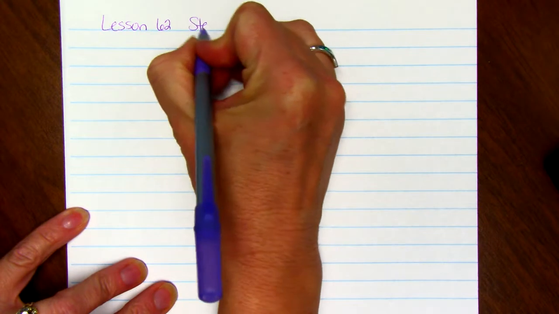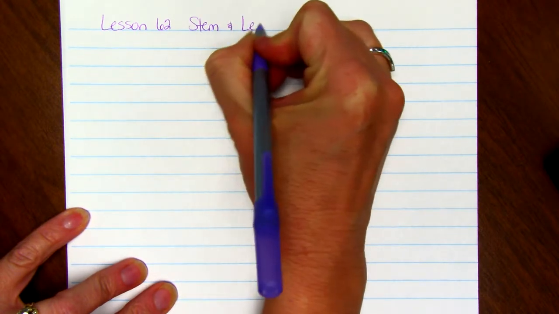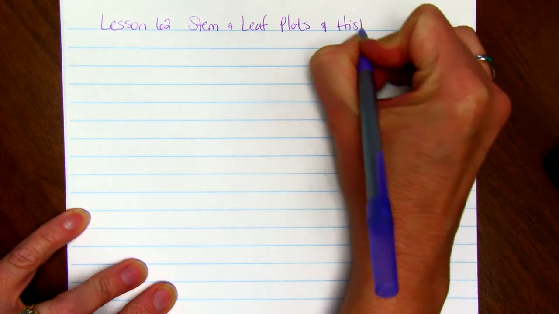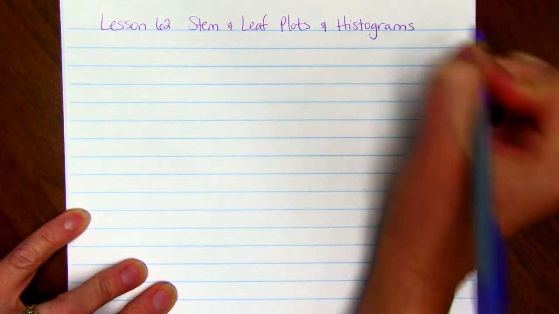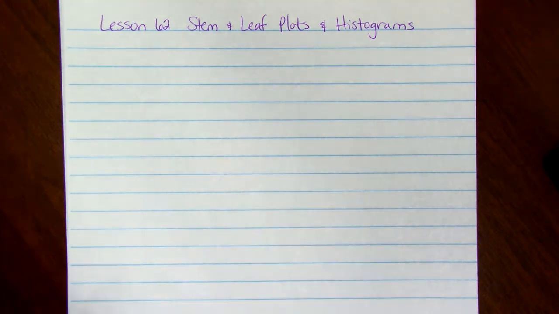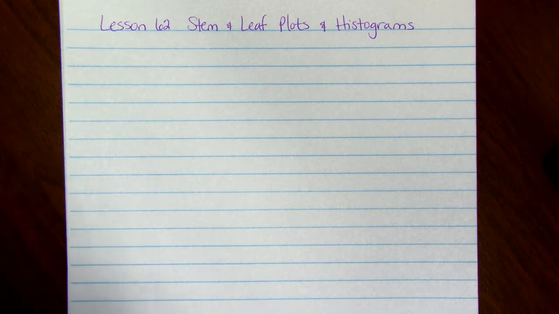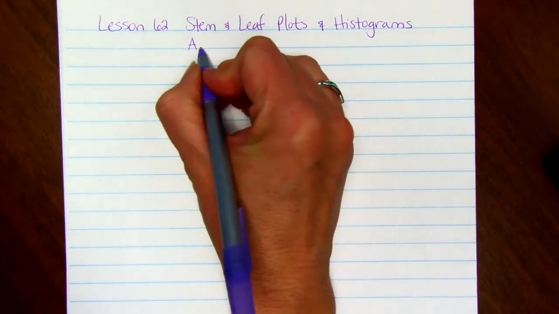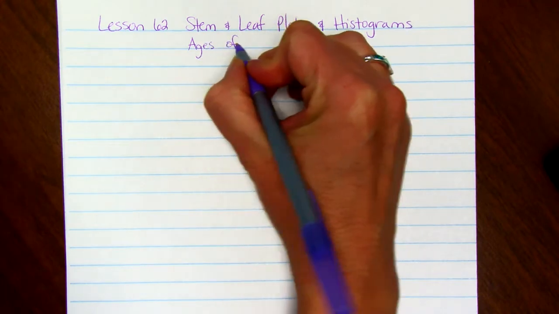Lesson 62, displaying data in stem and leaf plots and histograms. We're going to show a stem and leaf plot and histogram using an example. We're going to have ages of dance instructors. Just a random problem here.